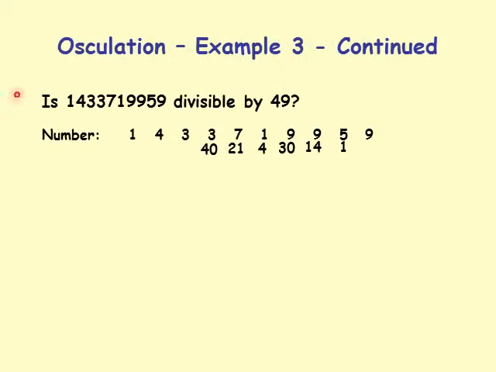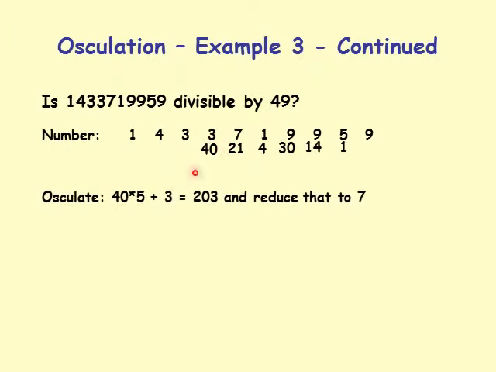Okay. Now we'll continue again. Is 1433719959 divisible by 49? We have so far osculated up to here. Let's continue. So osculate again. 40 times 5, the proxy, plus 3, the digit on left, 203. We take away 196 from there, reduce to 7. 196 is 49 times 4.